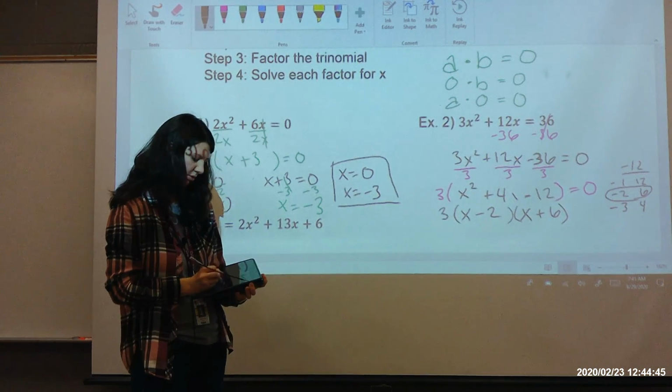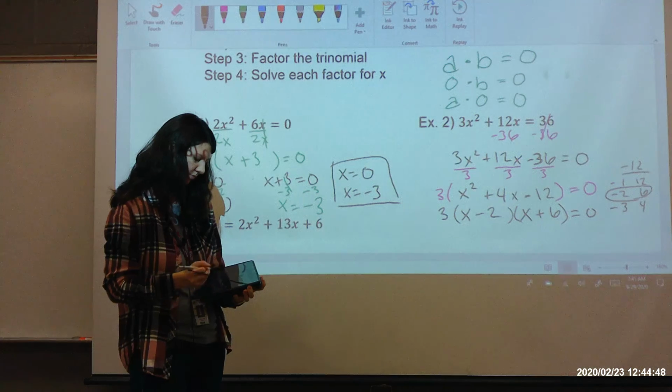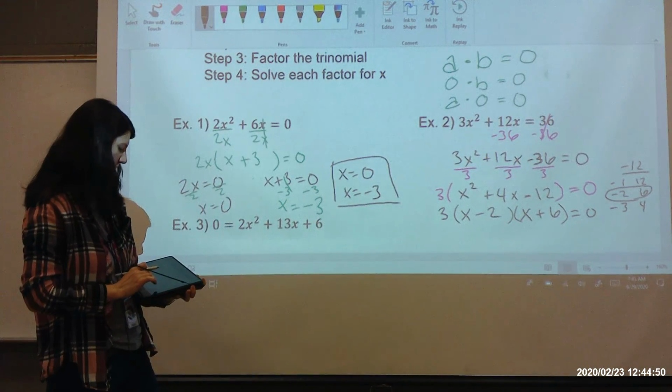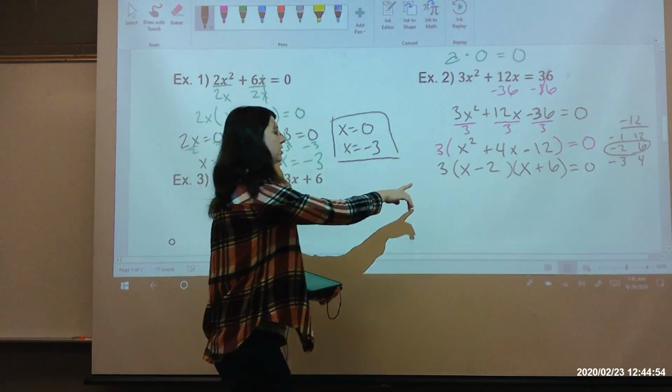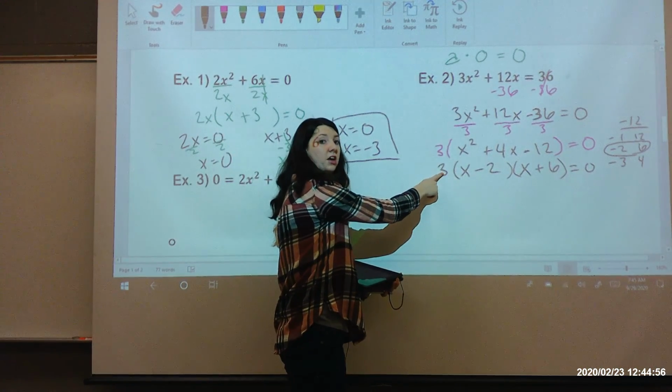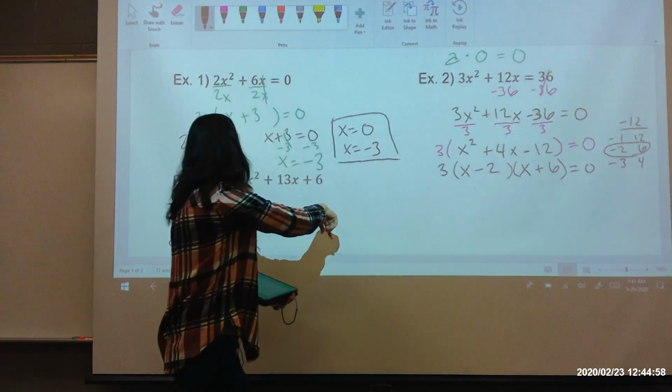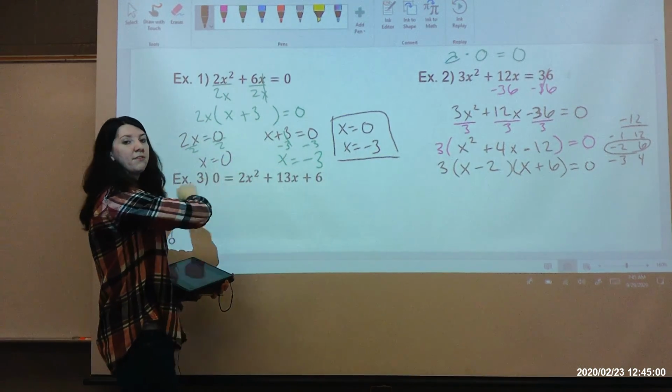I'm going to bring down that 3, and I'm still equal to 0. All right, now the next step says to solve each factor. Now if you notice here, this 3 is a factor. It's a GCF, a greatest common factor. But unlike this one, it doesn't have an x.